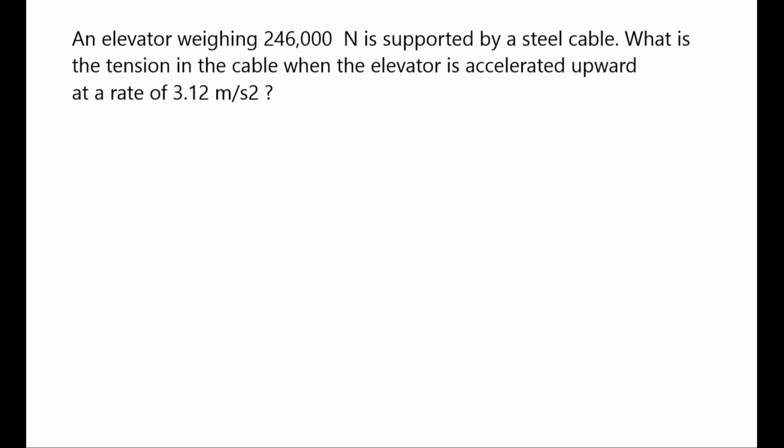So an elevator weighing 246,000 newtons is supported by a steel cable. What is the tension in the cable when the elevator is accelerated upward at a rate of 3.12 meters per second squared? Okay. So we draw a picture here. We have our elevator.